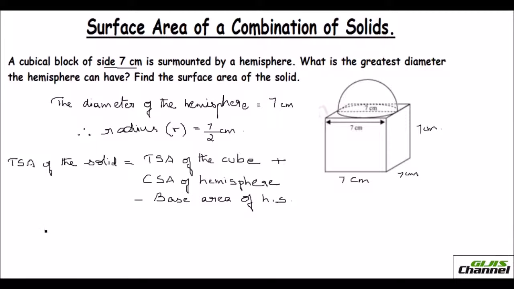So now let me use the formula. The TSA of the cube, you know, it is a square. You have 6 surfaces, so each surface is a square, right? So the surface area of the cube is 6a square plus the curved surface area of a hemisphere. For the full sphere, the curved surface area is 4 pi r square. Since this is hemisphere, you have to just take half of 4 pi r square. Okay, and then you have to take away the base of the hemisphere.